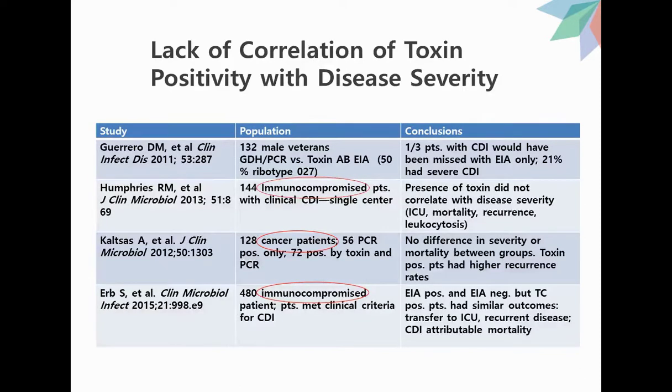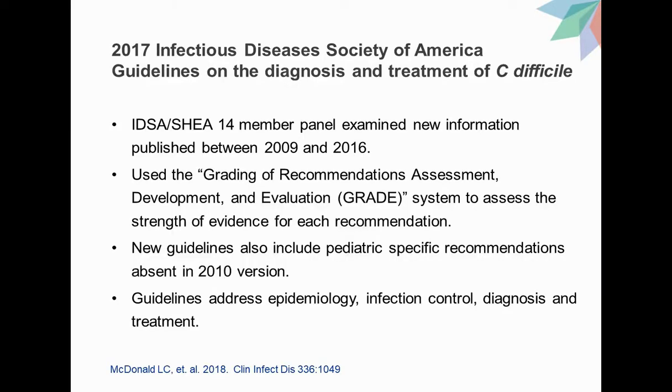They did not look at nucleic acid amplification tests, but what they did observe is that in this patient population, if they had relied upon EIA only, they would have missed a significant proportion of patients who had moderate to severe disease. So now we come to the guidelines.